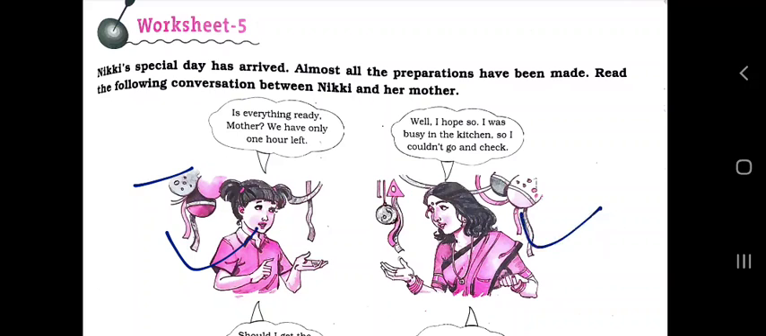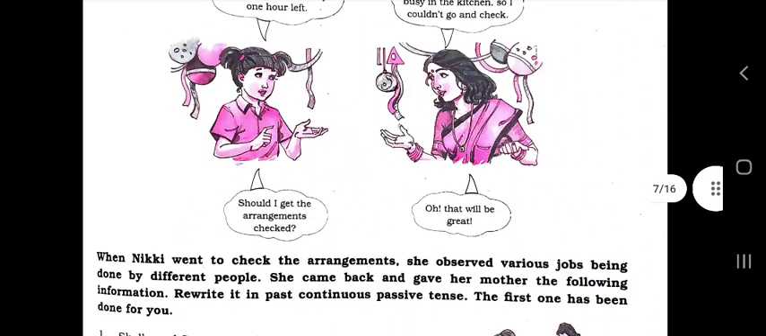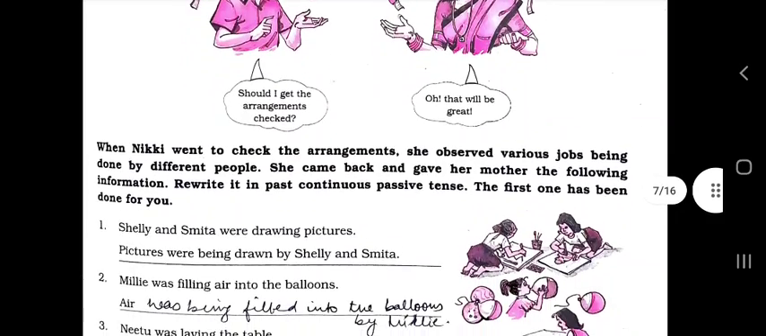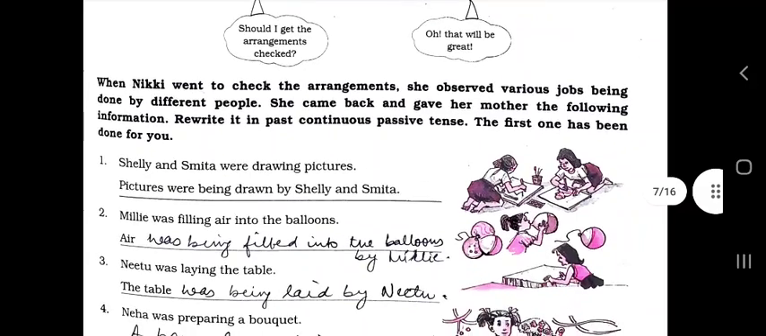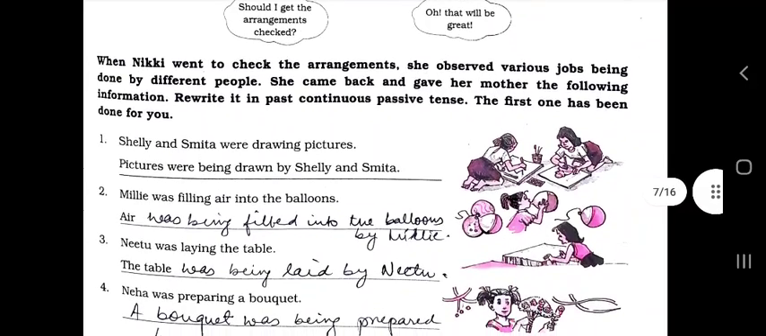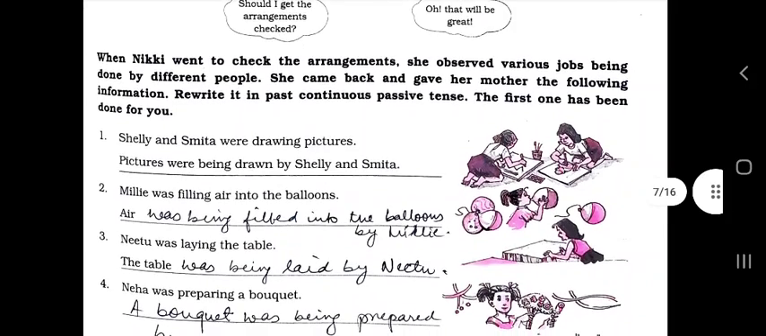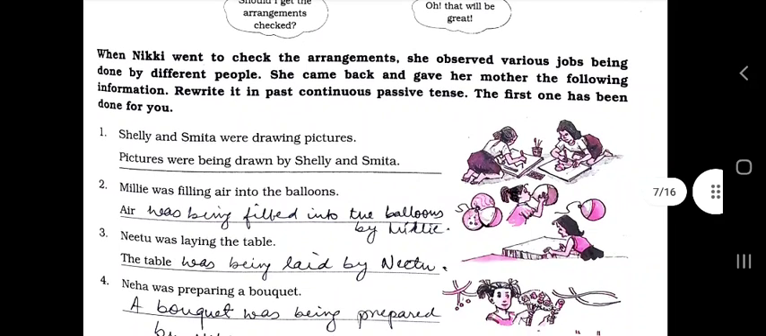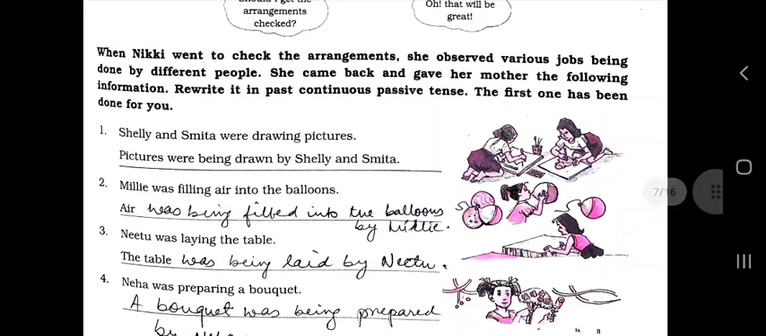Is everything ready, mother? We have only 1 hour left. Well, I hope so. I was busy in the kitchen, so I couldn't go and check. Should I get the arrangement checked? Oh, that will be great. When Nikki went to check the arrangement, she observed various jobs being done by different people. She came back and gave her mother the following information. Action is more important, who did what is not important. Rewrite in past continuous passive tense. The first one has been done for you.